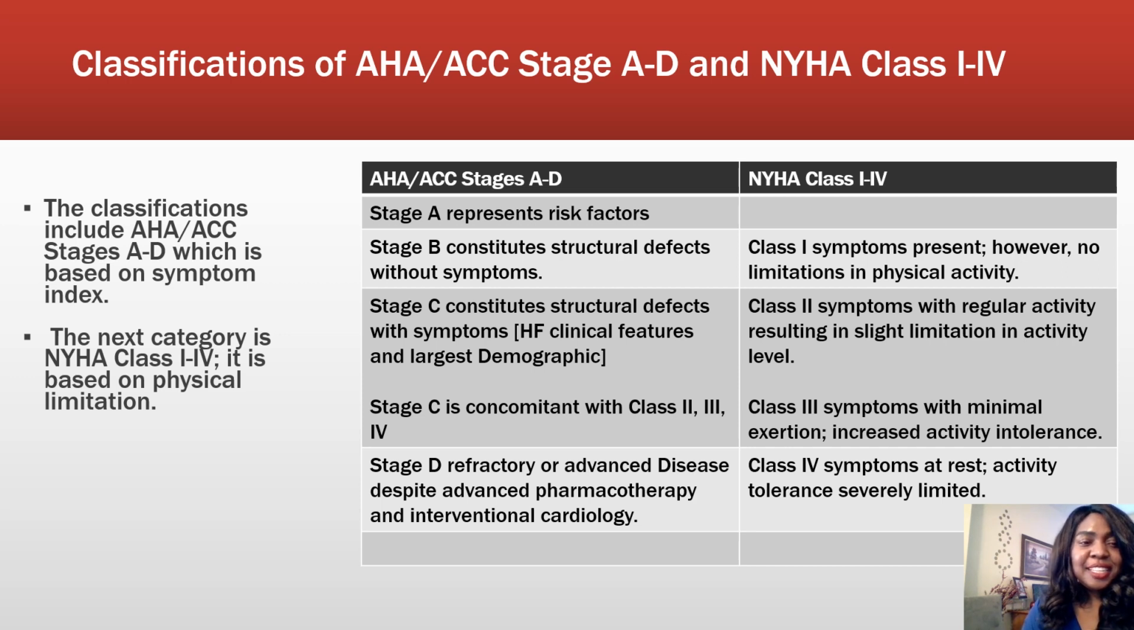So the classifications include AHA/ACC stages A to D, which, as mentioned before, is based on symptom index. The next category is NYHA class 1 to 4. This is based on physical limitation. So I'm going to go over them separately. So the AHA/ACC stages A to D.